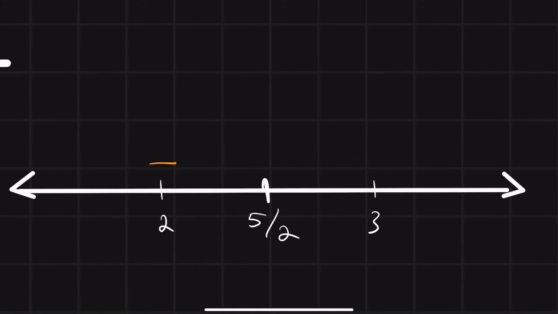Since d prime of 2 was negative 1/4, let's put a negative sign above the 2 on the number line. And d prime of 3 was equal to a positive 1/4, so put a plus sign above the 3 on the number line. Negative d prime means that the graph is decreasing at 2. A positive d prime means that the graph is increasing at 3. Therefore, we would have a minimum point at x equal to 5 over 2.